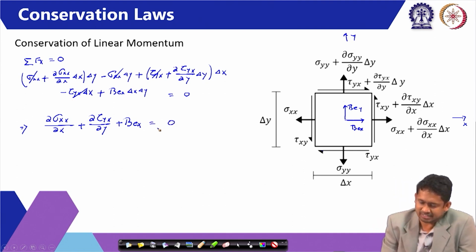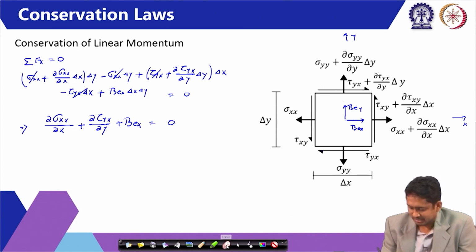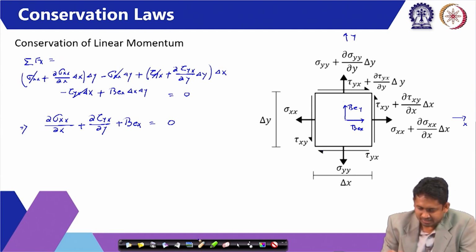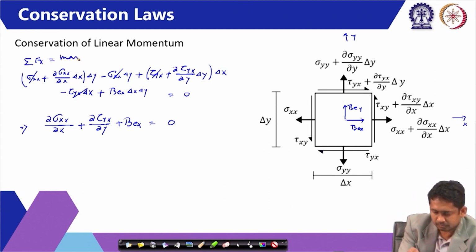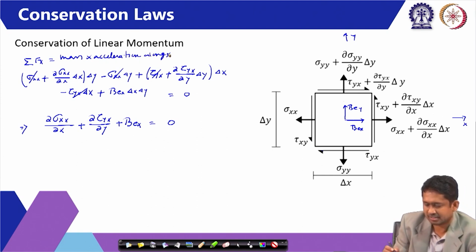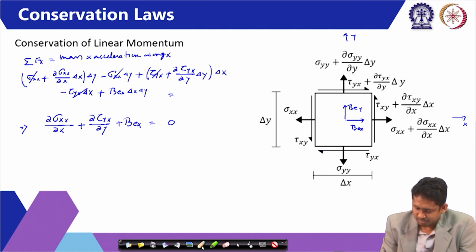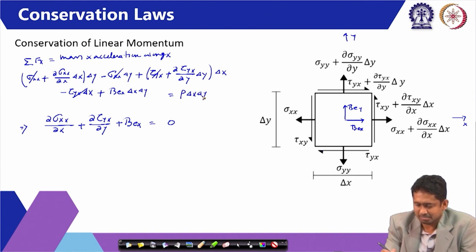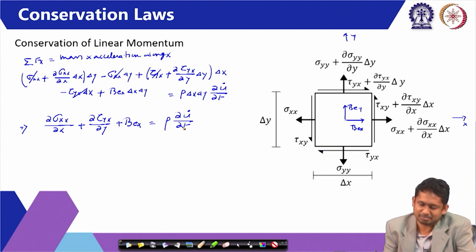Now, this was with the assumption that there is no acceleration. So, if this body is under some acceleration, then this summation of these forces instead of being equal to 0 should be equal to mass into acceleration. In that case, we have to modify this as mass multiplied by acceleration along x, and then on the right hand side we will have total mass. Total mass is rho into delta x delta y, because the dimension along z is unity, and that multiplied by del u dot by del t, and similarly we will have the same thing here. So, rho del u dot by del t. So, that is our conservation of linear momentum along x direction.